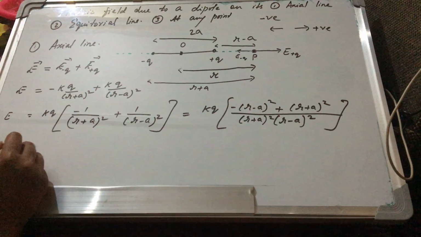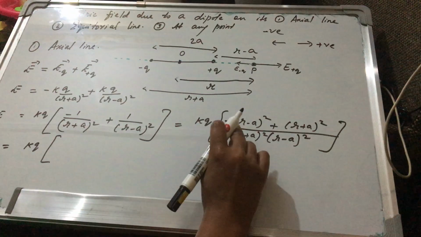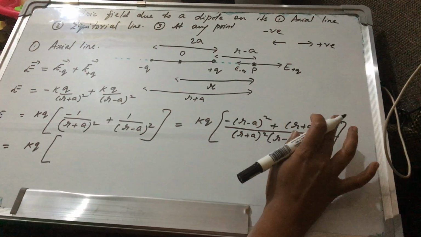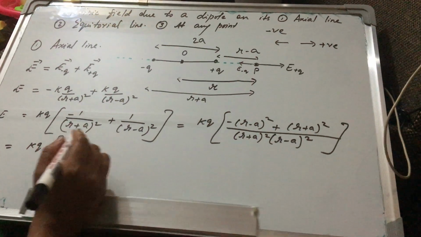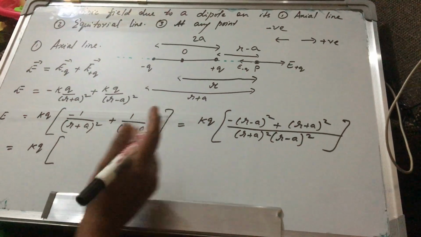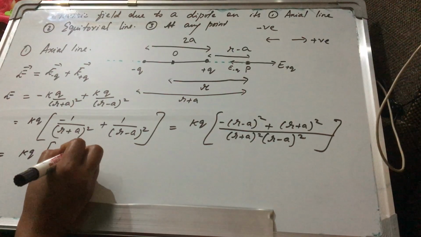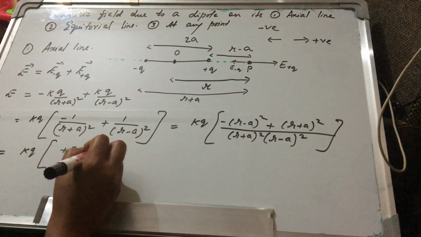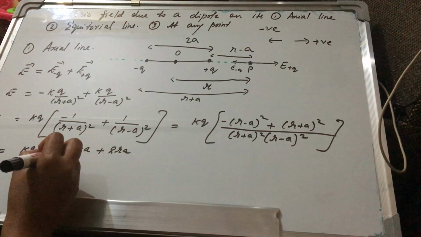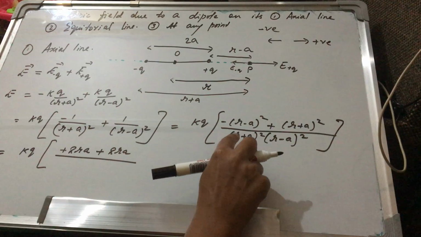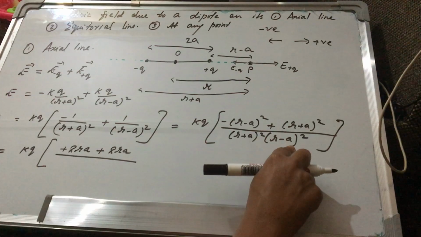Then E is equal to KQ. Now students, I'm jumping a little bit of steps. (a minus b) whole square, (a plus b) whole square. Then minus minus. If you do it, minus and minus, this will be 2RA plus here also 2RA. Do it by yourself. Then this is (a plus b)(a minus b), that is a square minus b square.